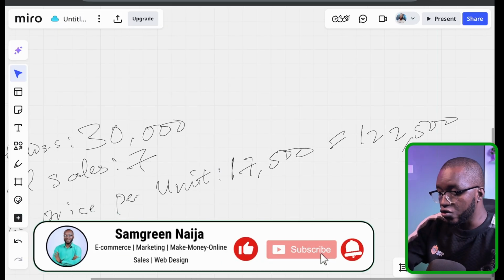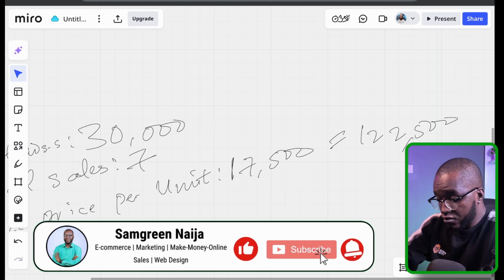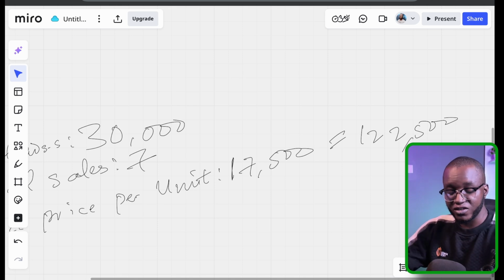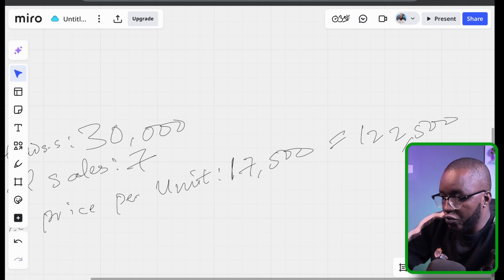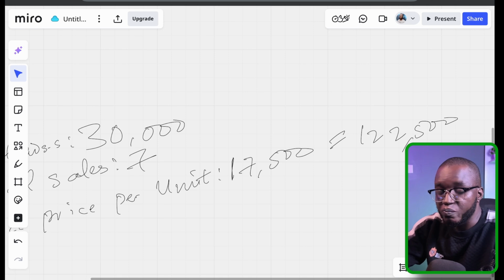122,500. So this is how much your advert generates during the period that you do the testing. Now the problem here is that in Nigeria we are running on payment on delivery. Although not everybody is running on payment on delivery, most people are. And when you get this order, they have not paid you upfront.